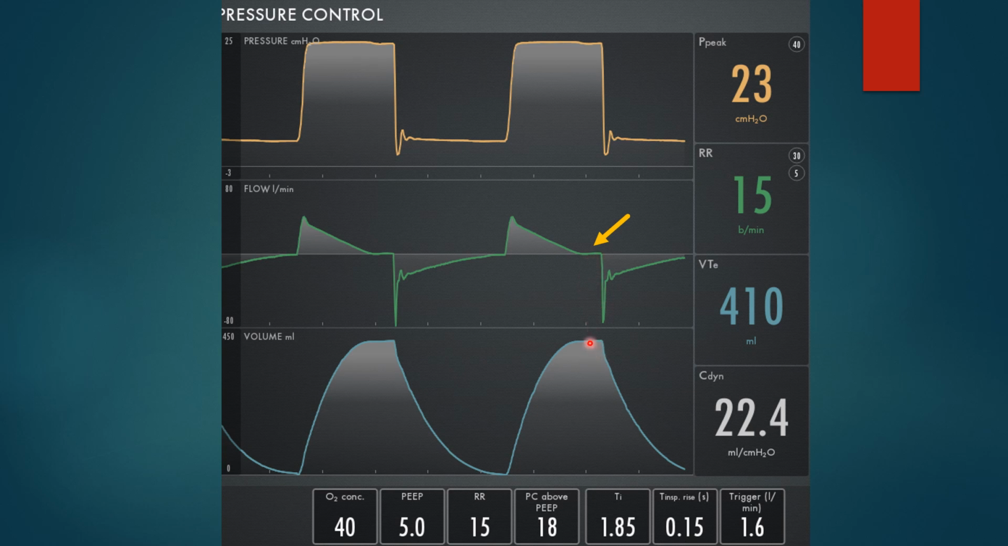And that tells us that since there's no flow, no more volume going in or out, airway pressure and alveolar pressure will be the same. So when you have this pressure control breath being delivered like this, you don't need to do an inspiratory hold maneuver to check compliance and plateau pressure, because you'll see it on every breath.